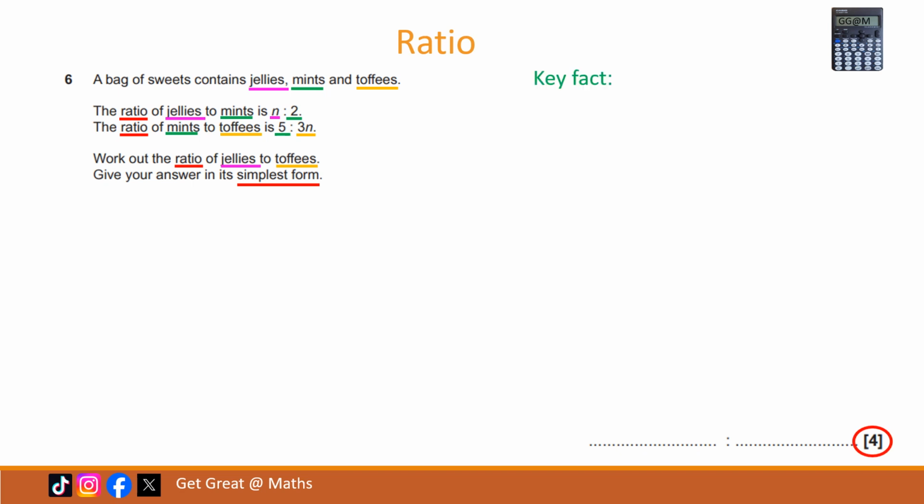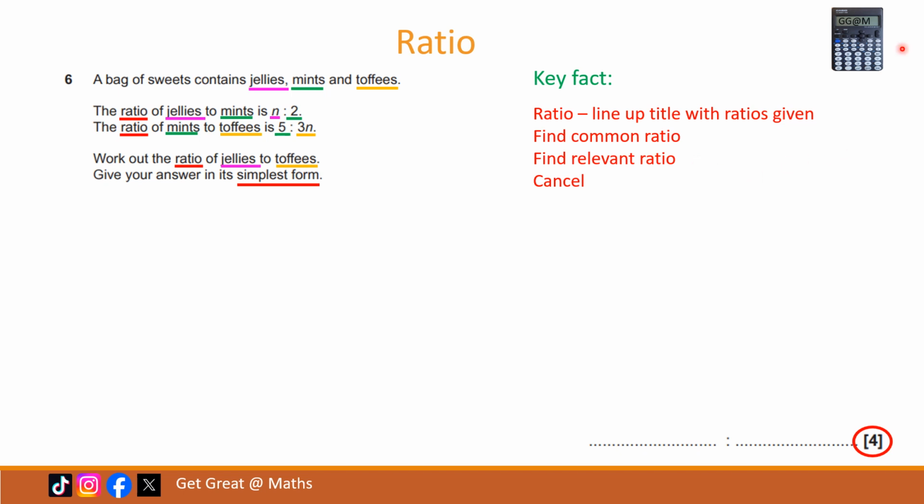Now to be able to do this, we need to know the key facts. We've got to take the ratio parts, in this case the jellies, mints and toffees, and line these up with the given ratio. Then we've got to find the common ratio, so which bits are common, and then find the relevant ratio that you need. Then you're going to cancel your answer.